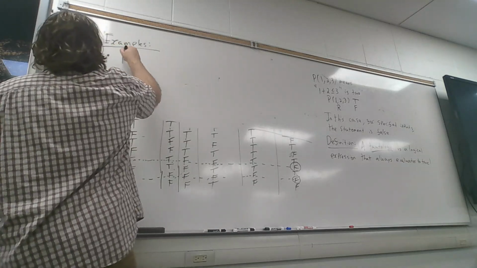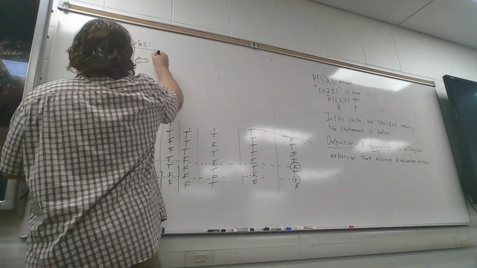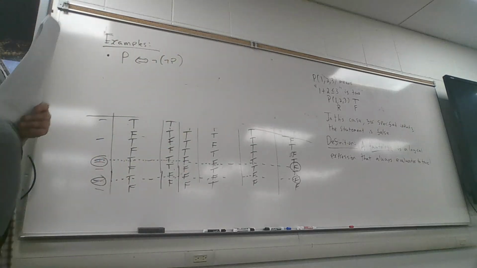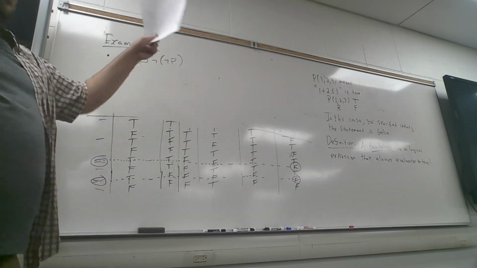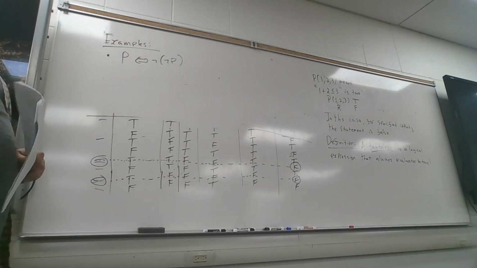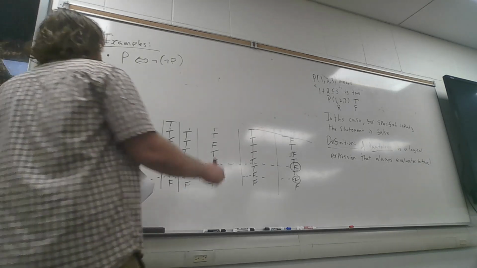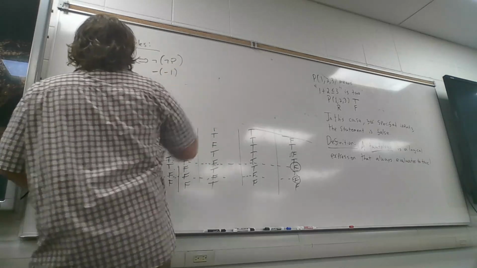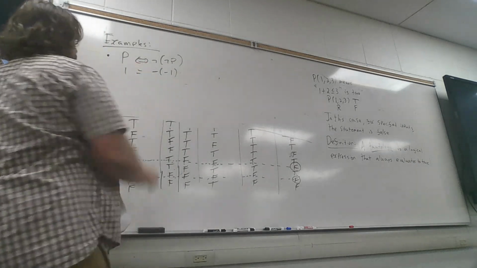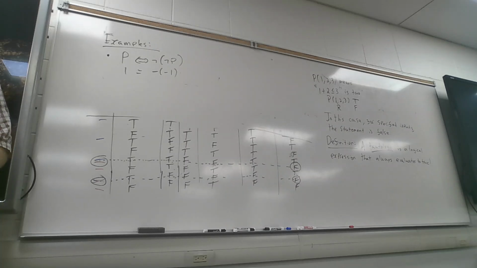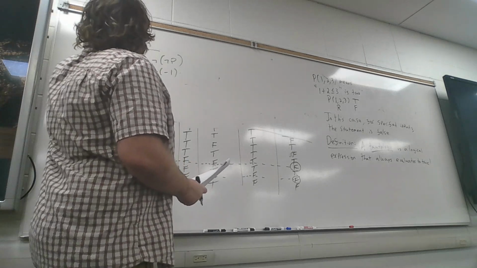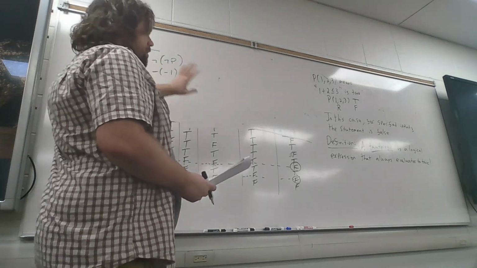So something like this. P biconditional not P. Now, in terms of math, this looks kind of like something we've seen. What's negative negative 1? 1, right? Yeah. So this is what I mean. It behaves kind of like equals in terms of rules, right? So we can describe a lot of rules here. I'm claiming this is a tautology in terms of logic.